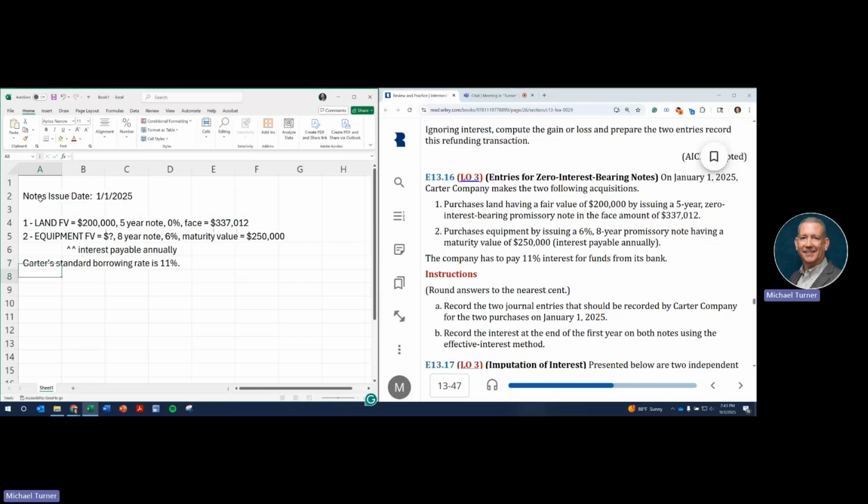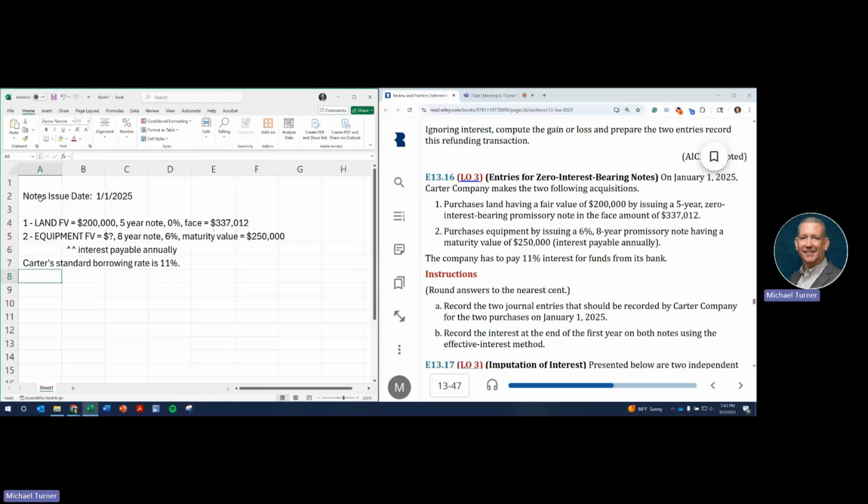All right, so the land is at 0%. Seems like a good thing. However, we're getting a $200,000 piece of land, and in 5 years, we have to repay the note of $337,000. And then the equipment, we don't yet know its fair market value, but that note is only 6%. And then again, that final comment says that our typical borrowing rate for funds from our bank is 11%. Okay, so with these facts, let's move down now and begin our journal entries.